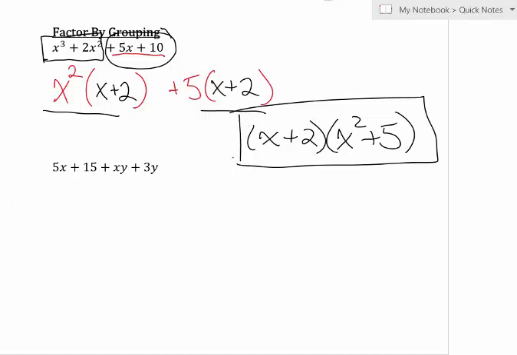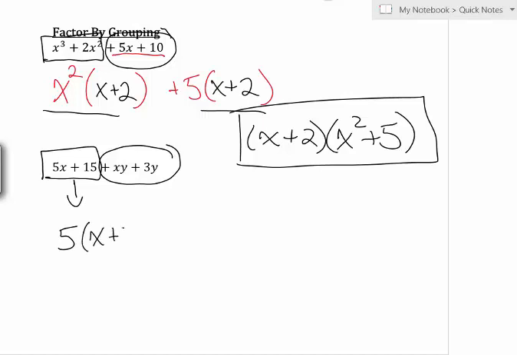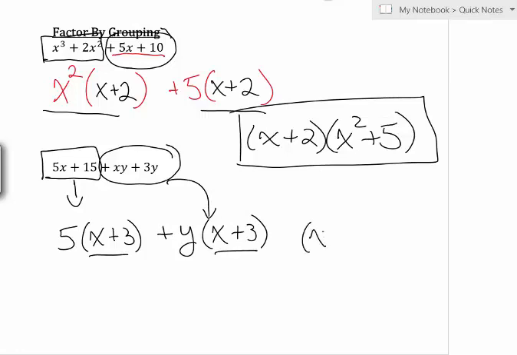Okay, so let's take a look at the next problem here. I'm going to do the same thing. I'm going to box these two. I'm going to circle those two. So the first thing I notice is that in that box, I can factor out the number 5, and I'm left with an x plus 3. And in this circle, there's a plus there, so I want to forget my plus. I can factor out the letter y, and I still have an x plus 3. And so here's my common factor, x plus 3, and 5 plus y.